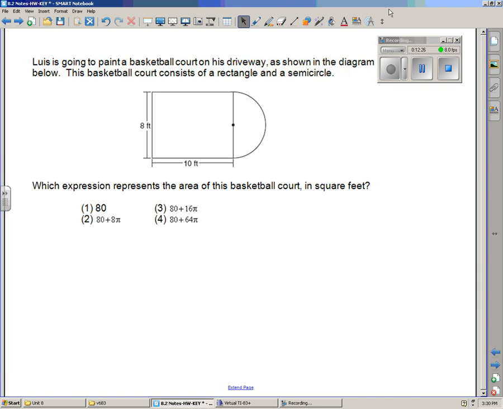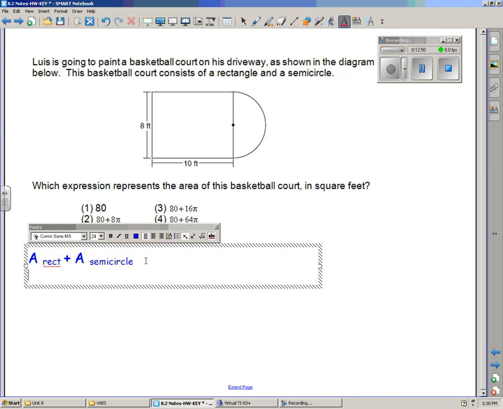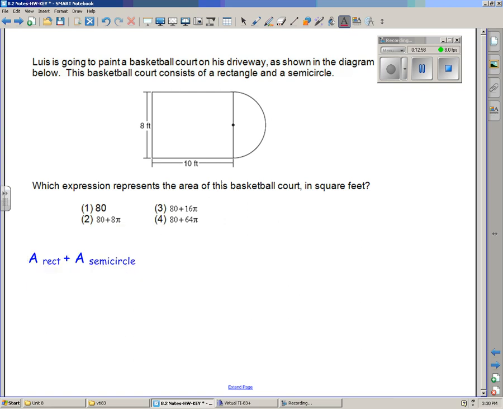Well, that means we've got to find the area of a rectangle and the area of half a circle. We keep doing a lot of these half circles here. So we're looking for the area of the rectangle plus the area of the semicircle, which means we're going to do base times height for the rectangle. So the area of the rectangle plus the area of the half circle.